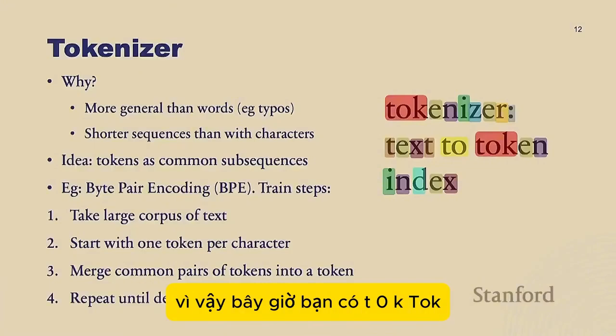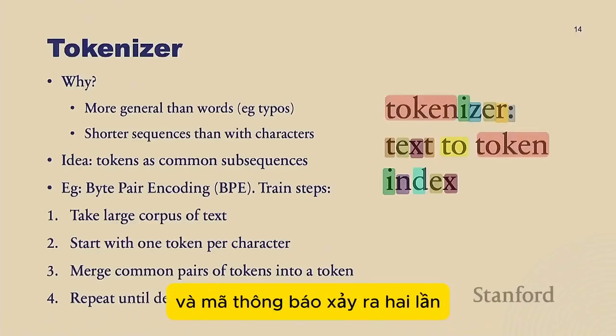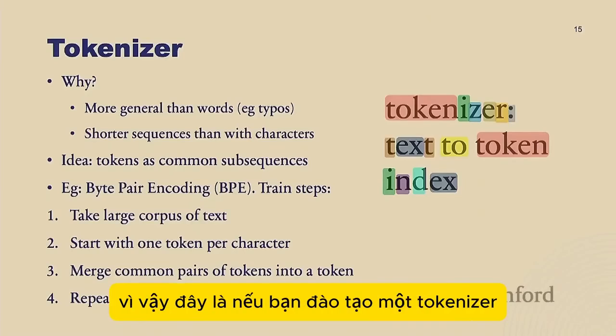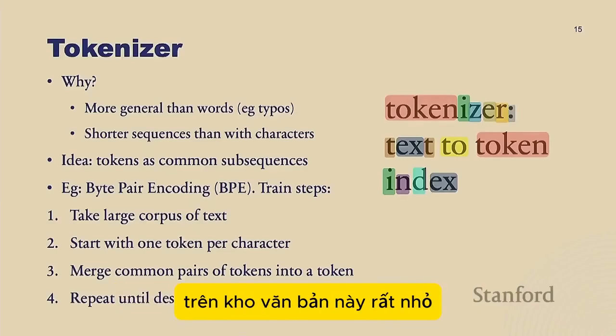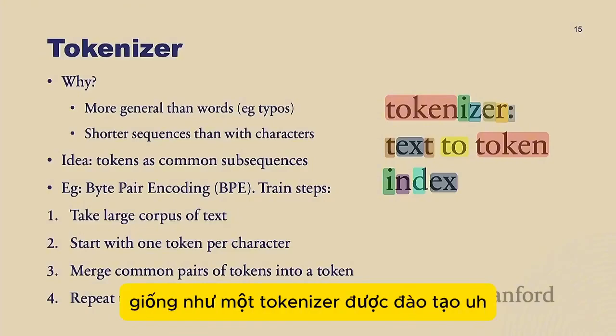So now you have TOK, talk, which happens 3 times, toke with an E that happens 2 times, and token, which happens twice, and then EX, which also happened twice. So if you were to train a tokenizer on this corpus of text, which is very small, that's how you would finish with a trained tokenizer.